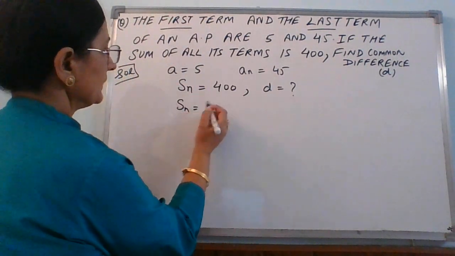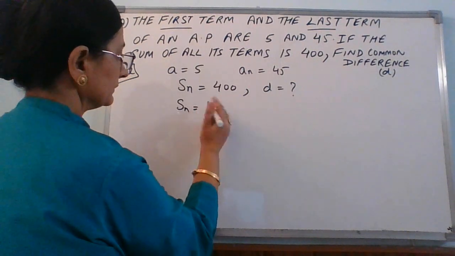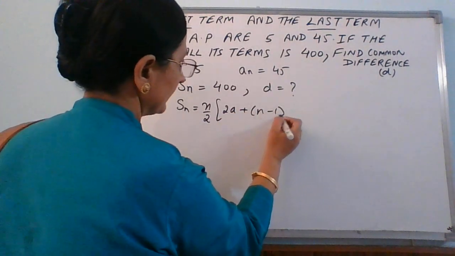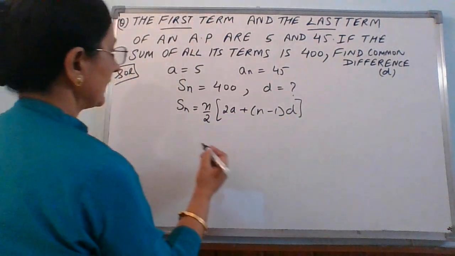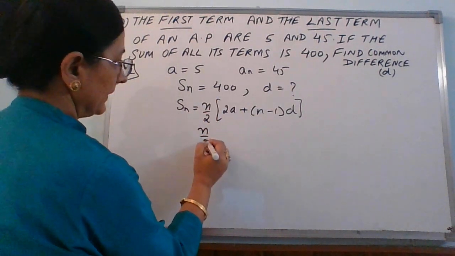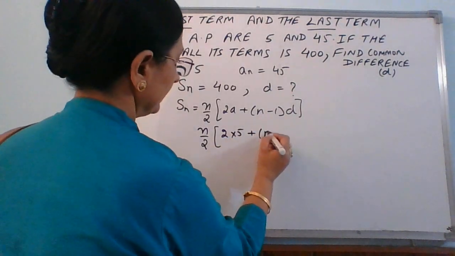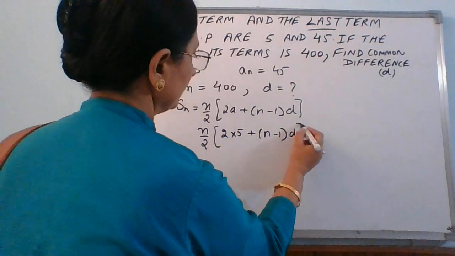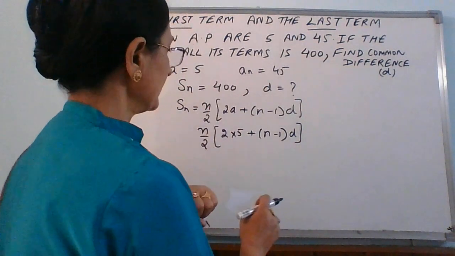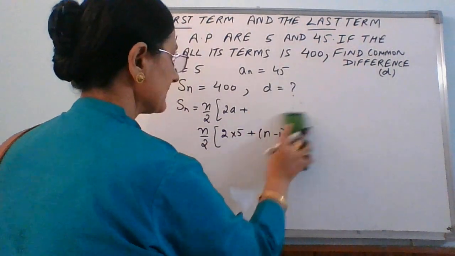So Sn is equal to n by 2 into (2a plus (n minus 1)d). Let us substitute the values of Sn and a. We don't have n here, and we don't have d. So since the last term is given, we will not apply this formula here. We will just apply the formula using the last term.